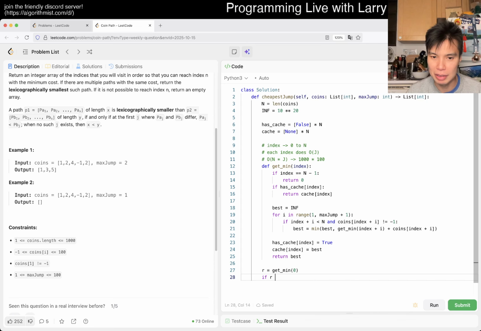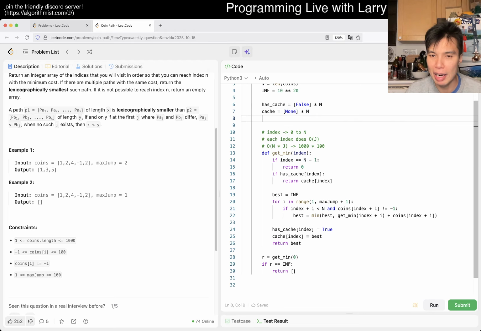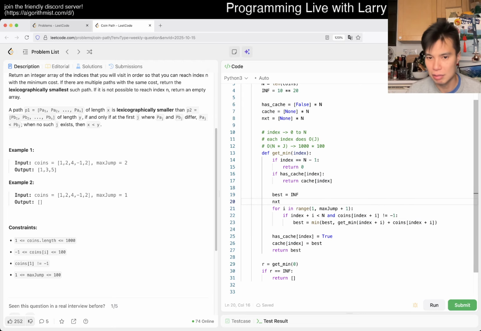If R is equal to infinity, then it's not possible, right? Otherwise, you just want to trace through the steps. Instead of having a min function, we just keep track of where to go next. So maybe you have a next array equal to None times n. And then next of index is equal to None, which we already defined, but I just want to make it explicit.